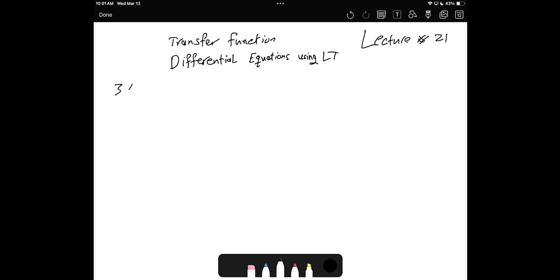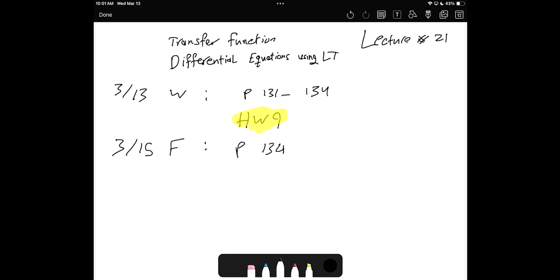Okay, so today is Wednesday, March 13th. The readings are from page 131 to 134, and it is the due date for homework number 9. So I expect everyone to submit homework number 9. If you have any difficulties, or if you cannot make it, please let me know at the end of this lecture. Then Friday, the readings will be from page 134 to 140.